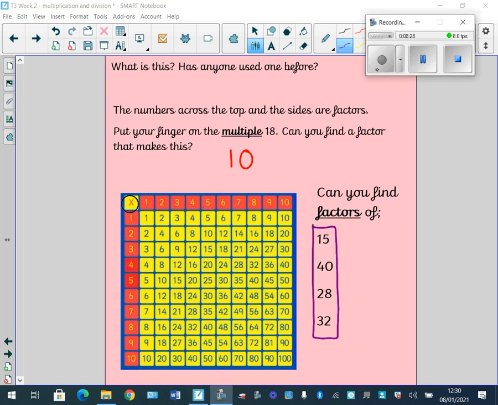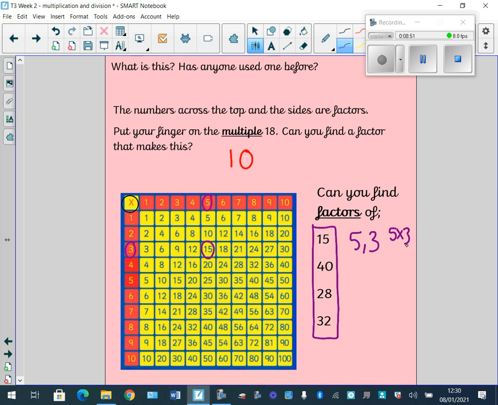How did you get on? Let's look at 15 first. 15 is here. Okay, if I go back up to the top, I can see 5, then all the way across to the side, 5 times 3. So 5 and 3 are factors of 15. You might have written it like this, 5 times 3, and you'd be absolutely right too.